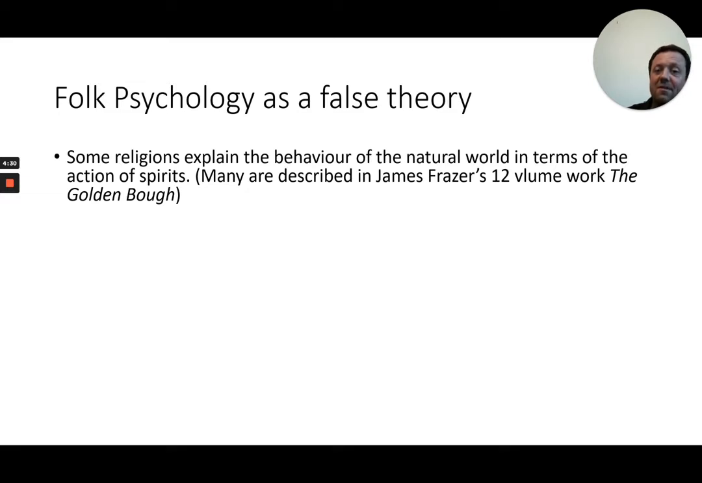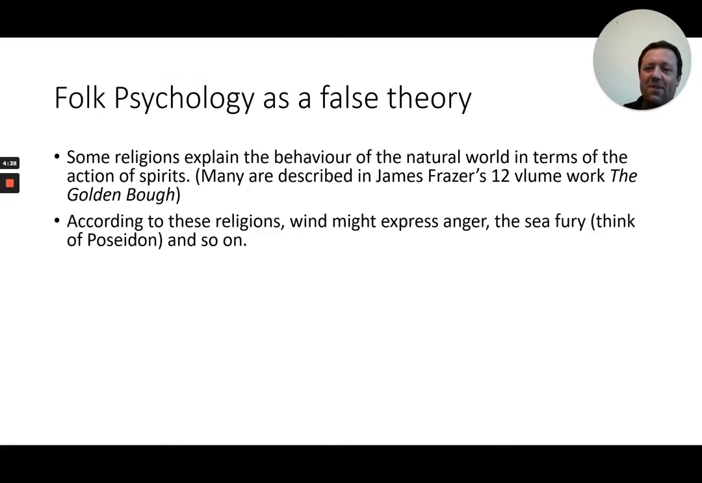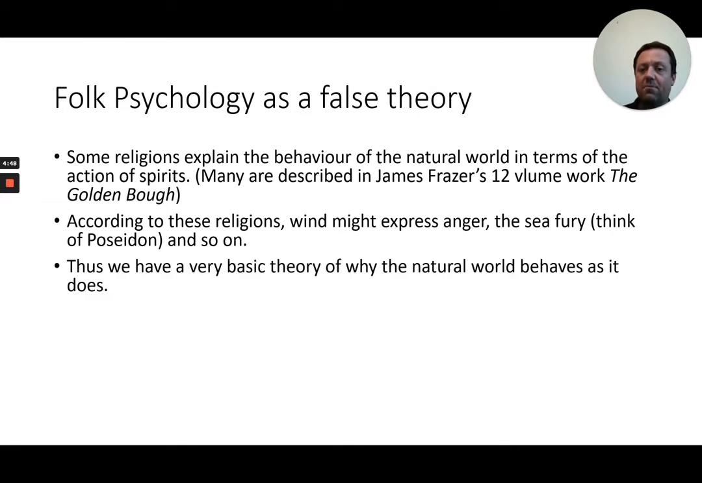Right? The original Golden Bough is a 12-volume work, but there is an abridged version, which is only 1,000 pages long. Right? So, according to many of these religions, wind might express anger, the sea might express fury, think of Poseidon, for example, and so on. So according to these religions, or the way of thinking that is characterized by the religions, we have a very basic theory of why the natural world behaves as it does.